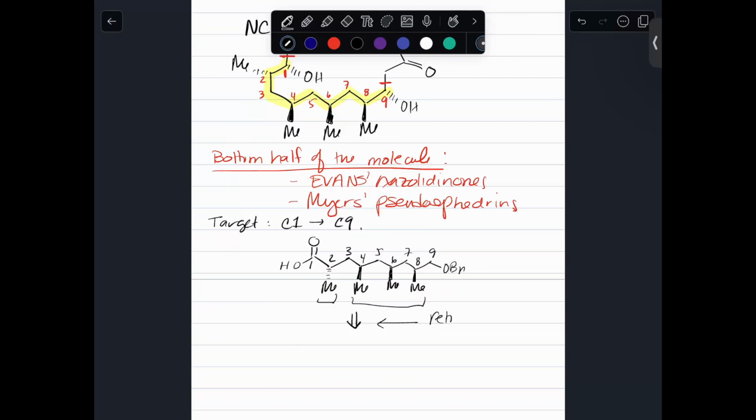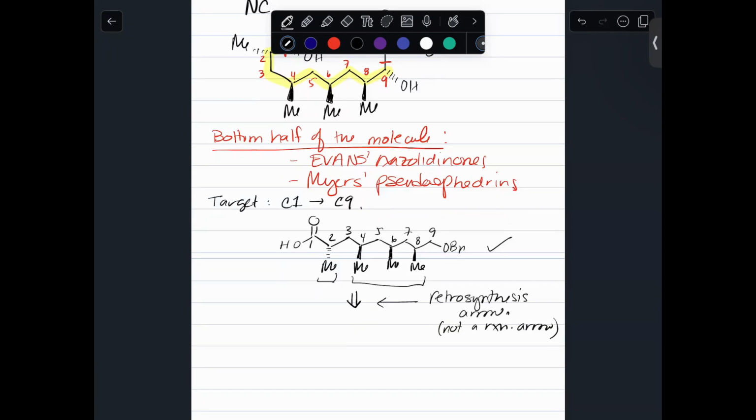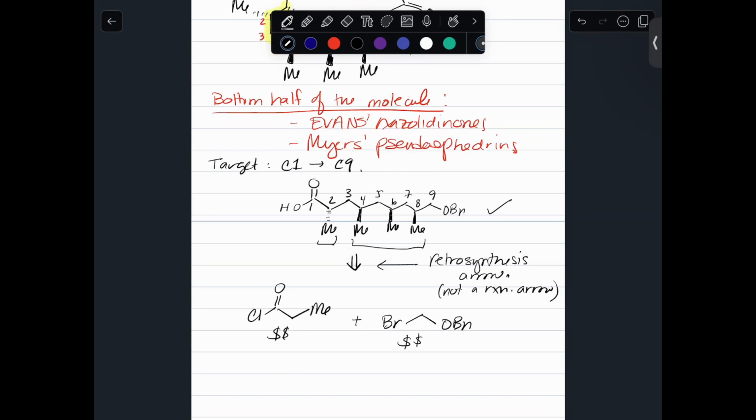This is a retrosynthesis arrow. This is not a reaction arrow. A retrosynthesis arrow denotes your target structure and the starting materials you are going to use to make your target structure. And in this case, Theodorakis started with commercially available materials, acid halide, alkyl halide, and of course, the oxazolidinone and the pseudoephedrine of choice. Okay, again, this is a retrosynthesis arrow, not a reaction arrow. These are all commercially available.